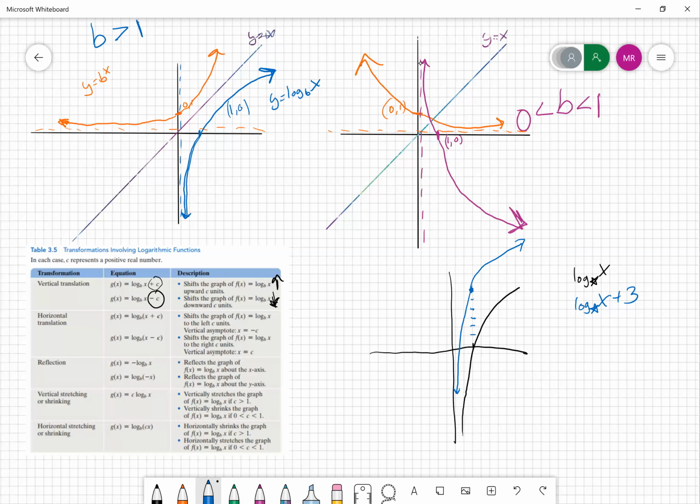So if we have a plus or a minus a number outside of the parentheses with the log, then it's up and down. It's a vertical translation. Now next, we're going to be talking about horizontal, or along the x-axis.